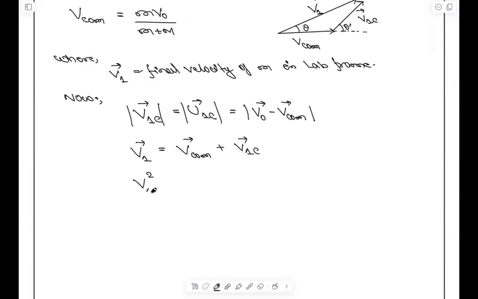So I can write V1 square is equals to, क्या जाएगा? V center of mass का whole square plus V1C, what is that? I'm writing it as V naught minus V center of mass का whole square. अरे A square plus B square. How you write A dot B? यही तो होता है वेक्टर का. Into 2 into V center of mass into V naught minus V center of mass. बताओ और क्या आता है?